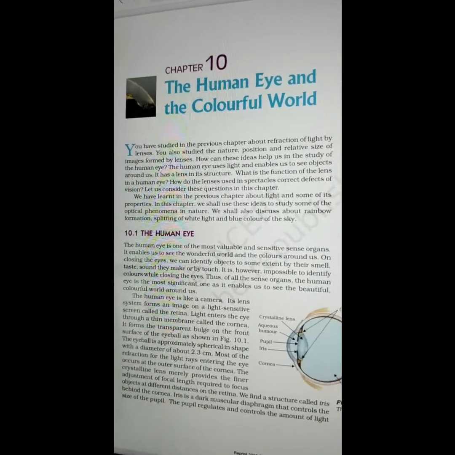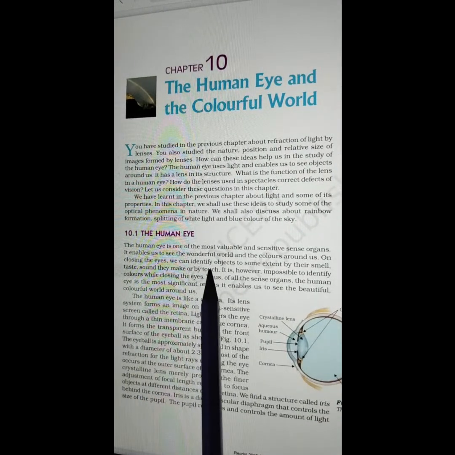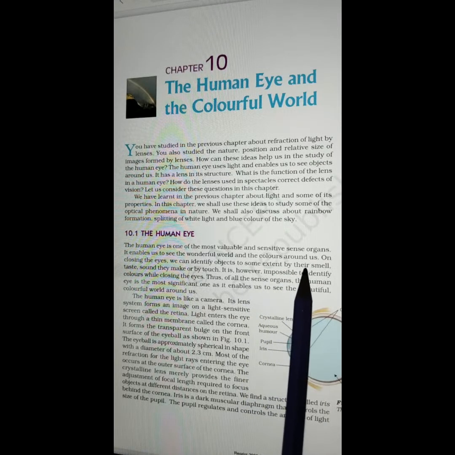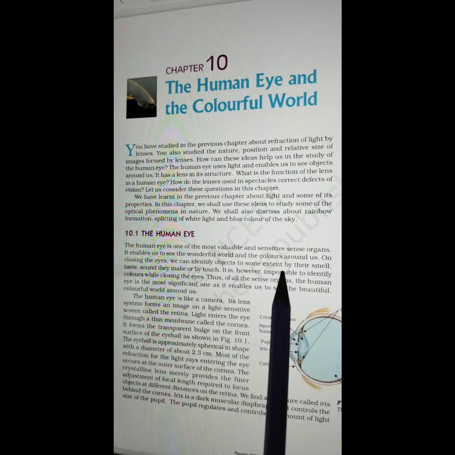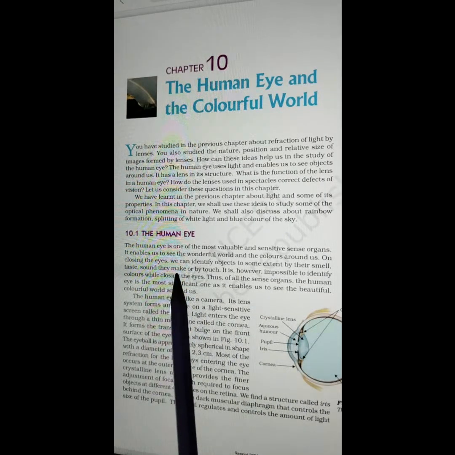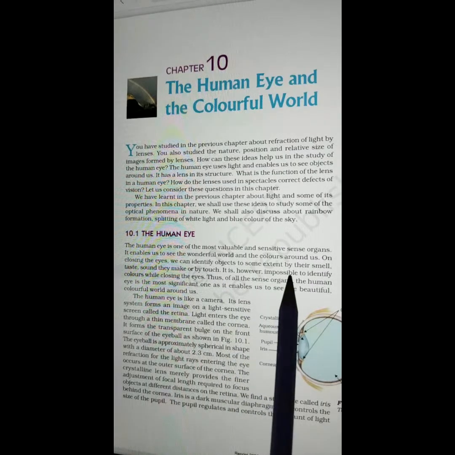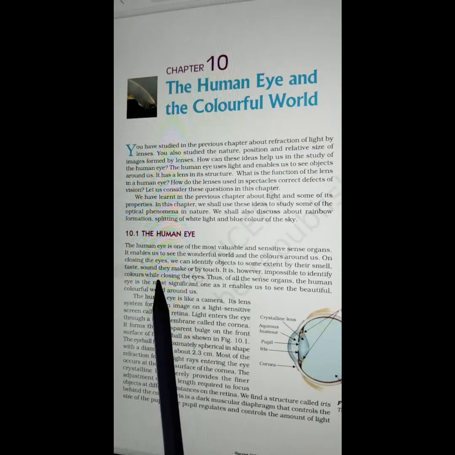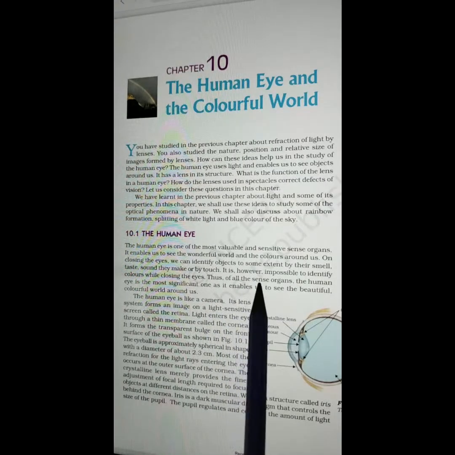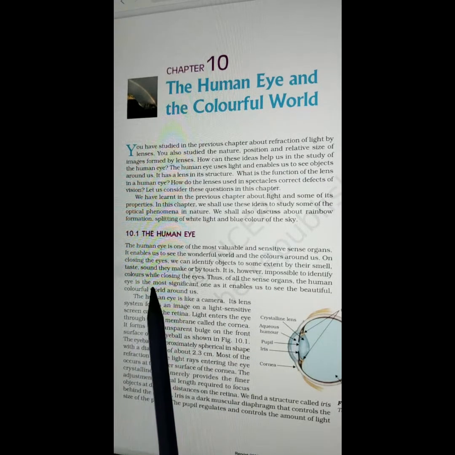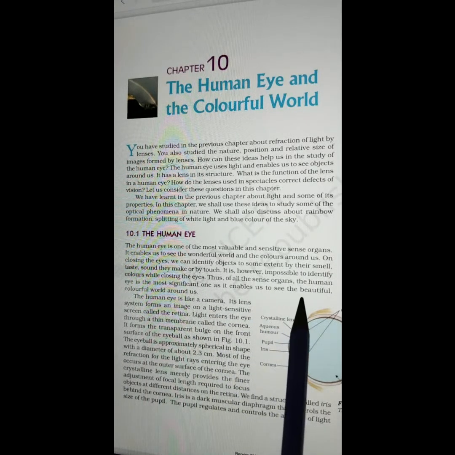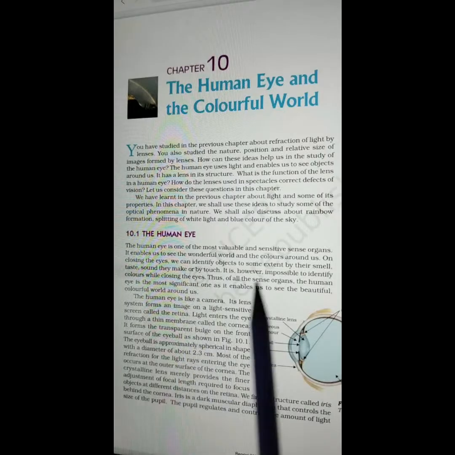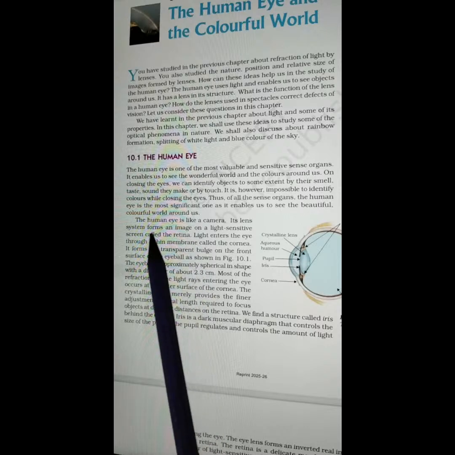Next, the human eye. The human eye is one of the most valuable and sensitive sense organs. It enables us to see the wonderful world and the colors around us. On closing the eyes, we can identify objects to some extent by their smell, taste, the sound they make, or by touch. It is, however, impossible to identify colors while closing the eyes. Thus, of all the sense organs, the human eye is the most significant one as it enables us to see the beautiful, colorful world around us.